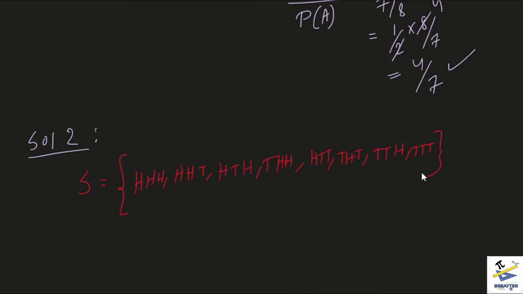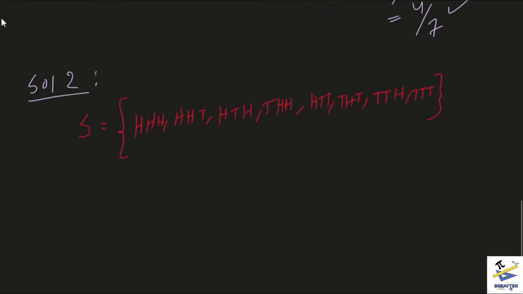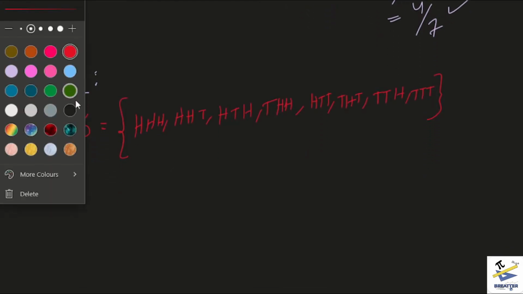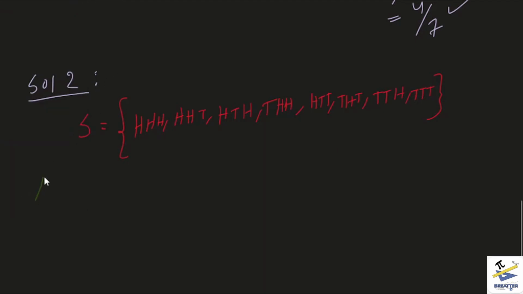Now given that mod S is equal to 8 and this is a sample space, we define our two events as follows, where event A would be getting at least one head, and event B would be getting at least two heads.